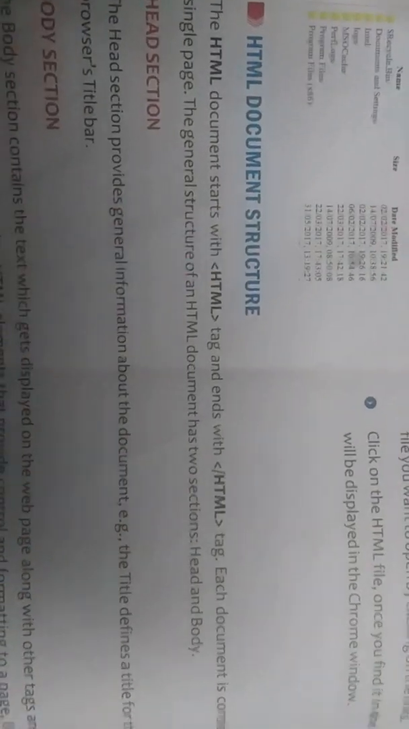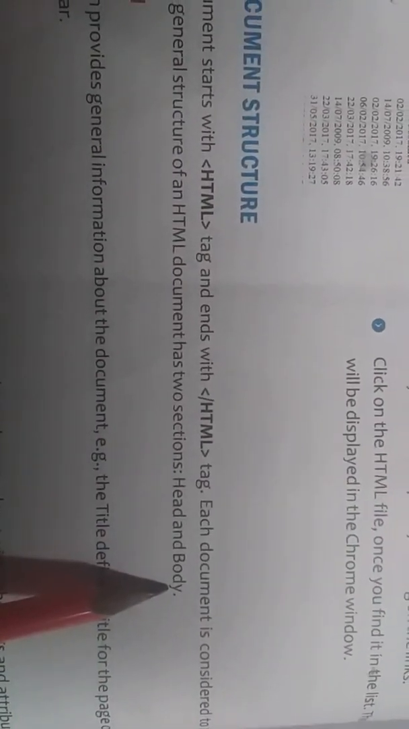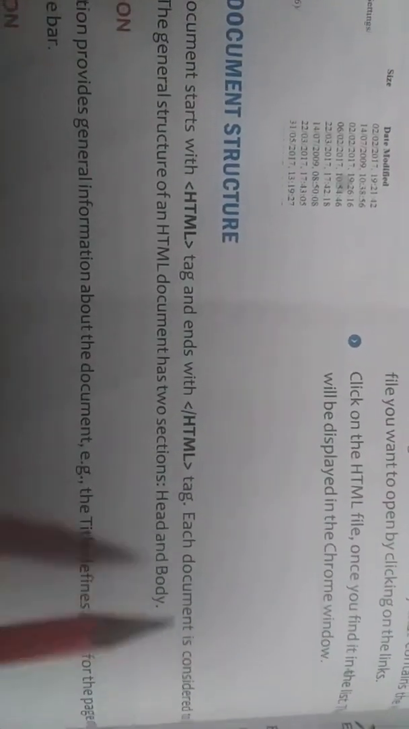So next is HTML document structure. Yes, what is the structure of our HTML document, in which way we can create an HTML document. So there are two sections for creating an HTML document. First one is the head part and second one is the body part. Yes, two sections are there, head and body.